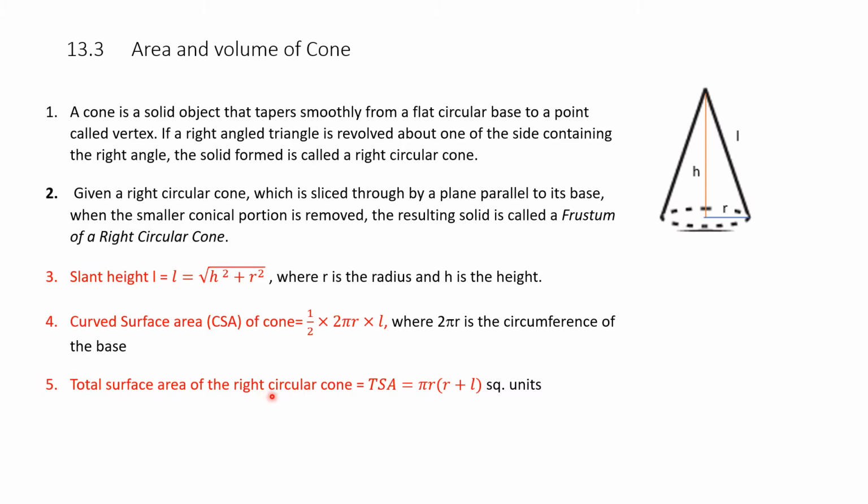Total surface area of a right circular cone, TSA, equals pi r into (r plus L) square units. Volume of a cone is one third of a cylinder. Suppose we take a cylinder of equal dimensions, that is height h and radius r, a full cylinder. The cone is found to be one third of the volume of the cylinder, and the volume of a cone is given by 1 by 3 pi r square h cubic units.